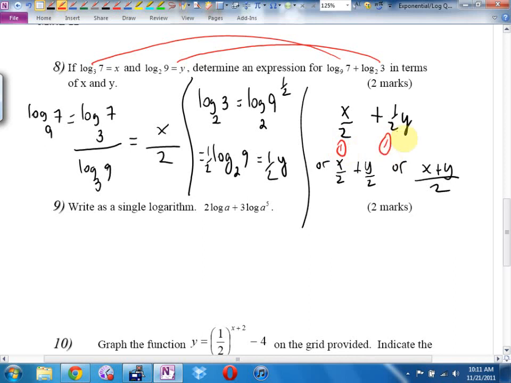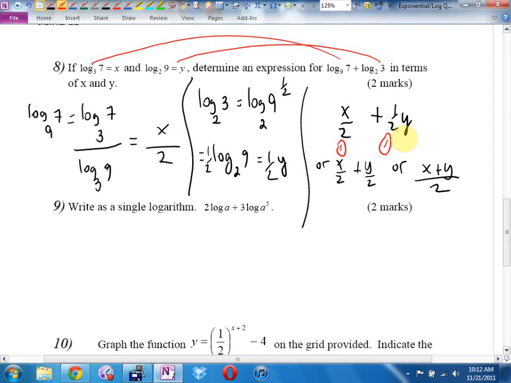That's a tricky one. Although it won't be in a few days. Just curious, how many got that? Only a couple. Okay.